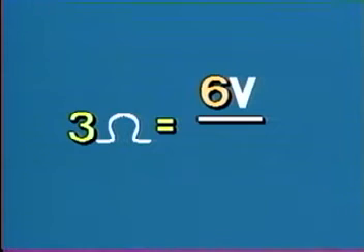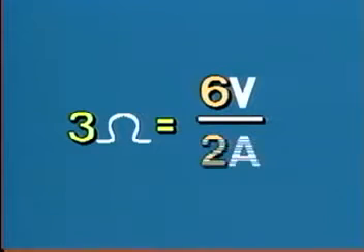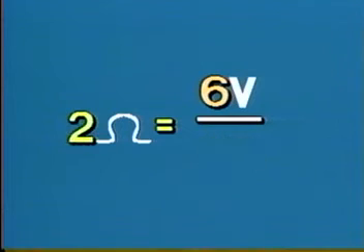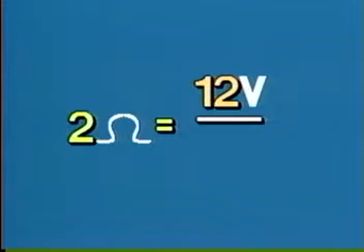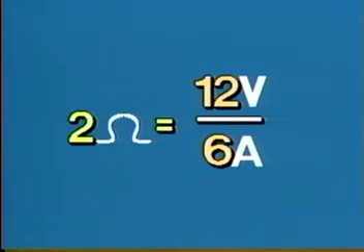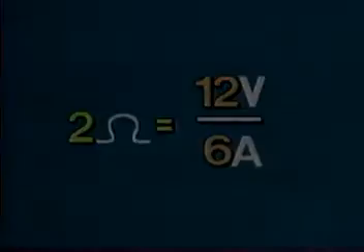For example, if the voltage is 6 volts and the resistance is 3 ohms, the current is 2 amperes. However, if you decrease the resistance to 2 ohms, the amount of current rises from 2 to 3 amperes. And if you increase the voltage from 6 to 12 volts while keeping the resistance at 2 ohms, the current jumps to 6 amperes. Now let's do some hands-on experiments so you can use this same formula.